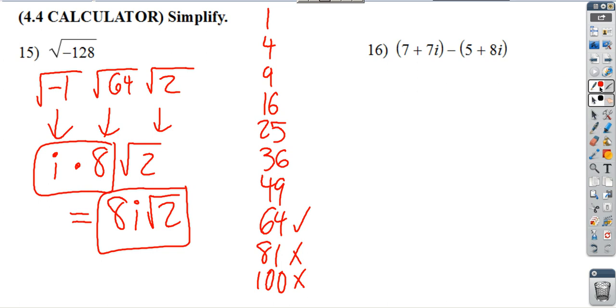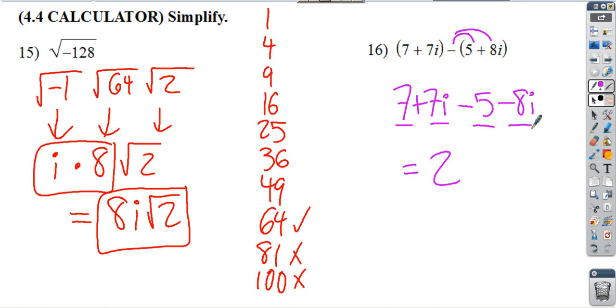Alright, number 16, this is just basically combining like terms, so 7 plus 7i. When you have a minus in front of a parentheses, what you do is you remove the parentheses and you kind of distribute that minus to each thing inside. So it looks like that. 7 minus 5, that equals 2, and 7i minus 8i is minus 1i, or minus i. So that's as simple as it gets.